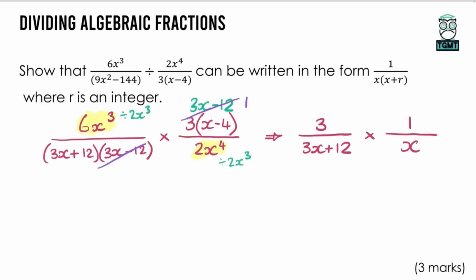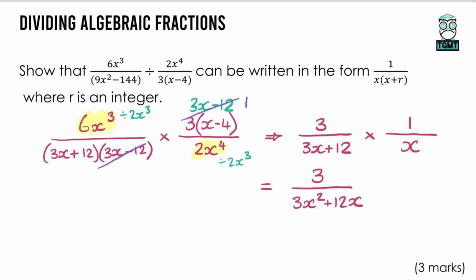We now just need to expand this, or expand the brackets on the top and the bottom. Now on the numerator, it's 1 times 3, so no bracket there, just 3. On the denominator, it's x multiplied by 3x plus 12. So that'll give us 3x squared plus 12x. Now we're kind of getting there, but this does want it in a particular form. It wants it to be 1 on the top.